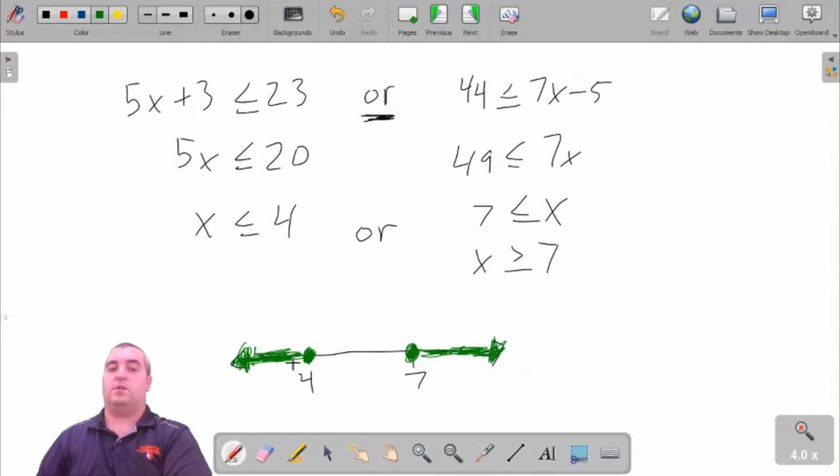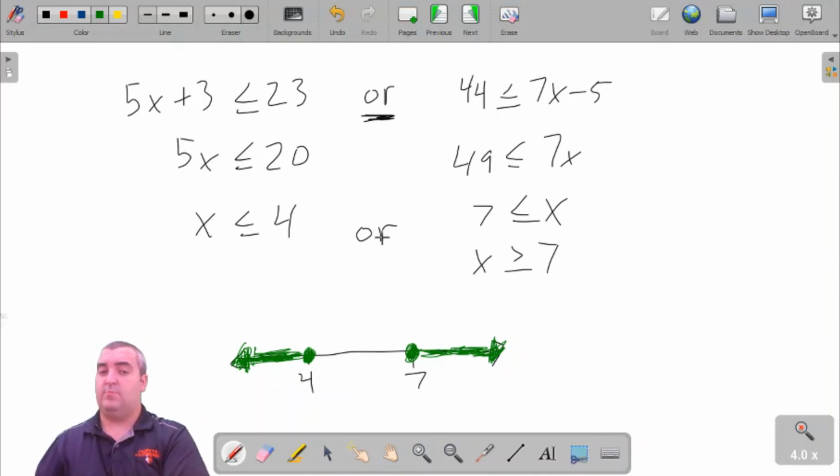So here, any answer that is less than or equal to 4, or greater than or equal to 7 would be a solution to this inequality, right? So -3 would work for this one, so it's true. 8 would work for this one, so it would be true. But anything between 4 and 7, so let's say 5, if you substitute 5 into either one of these two, you would not get a true statement. So these numbers are not included, hence why they're not shaded.